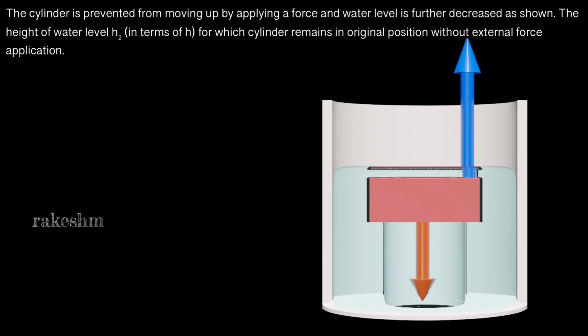Here we can observe that the force due to the liquid on the block is more than the gravitational force, and so that was the reason why this block started moving up. Now as this level is decreased, this force decreases, and at one point when this upward force equals the gravitational force, the block will stay in its place without the help of the external force. So he is asking what is that height of water level. Okay, so let us just visualize this.